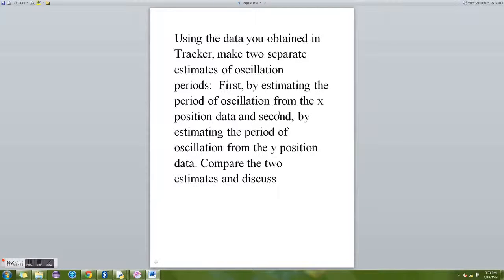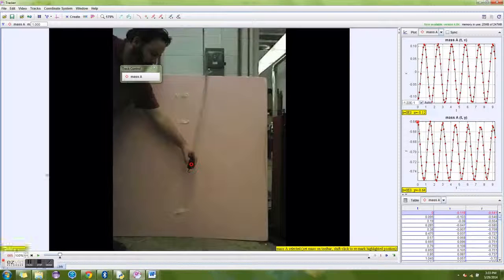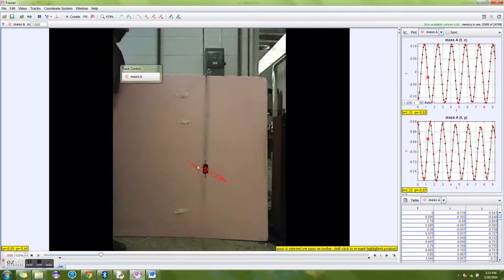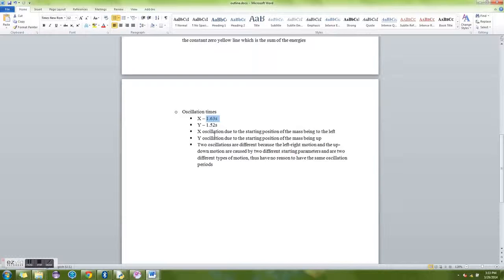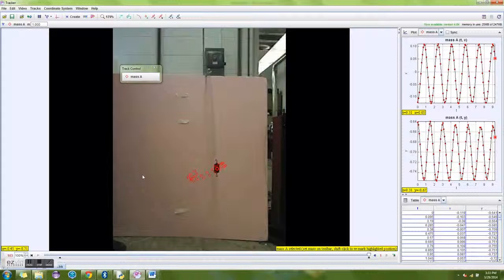The second question is, compare the oscillation times in the x and y direction for the spring. So we can see the oscillations here in both the x and y direction moving along as we go. They turn out to be different: the x being 1.63 seconds, the y being 1.52 seconds. So why are they different?